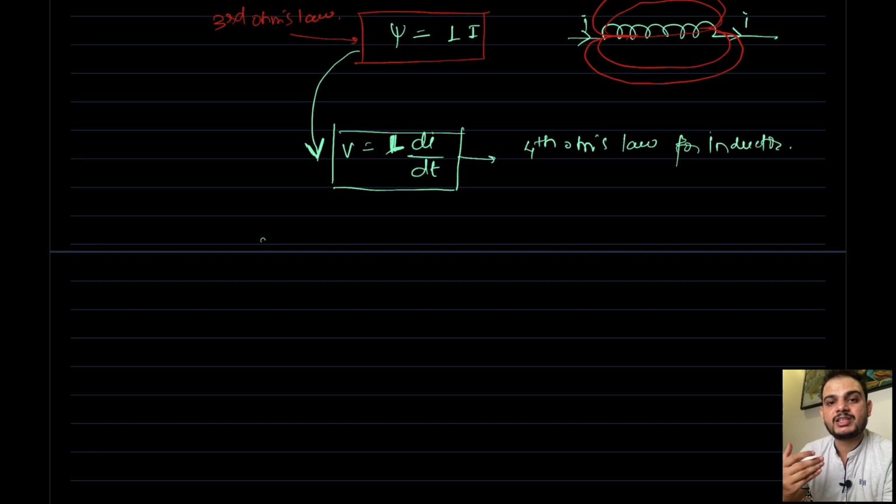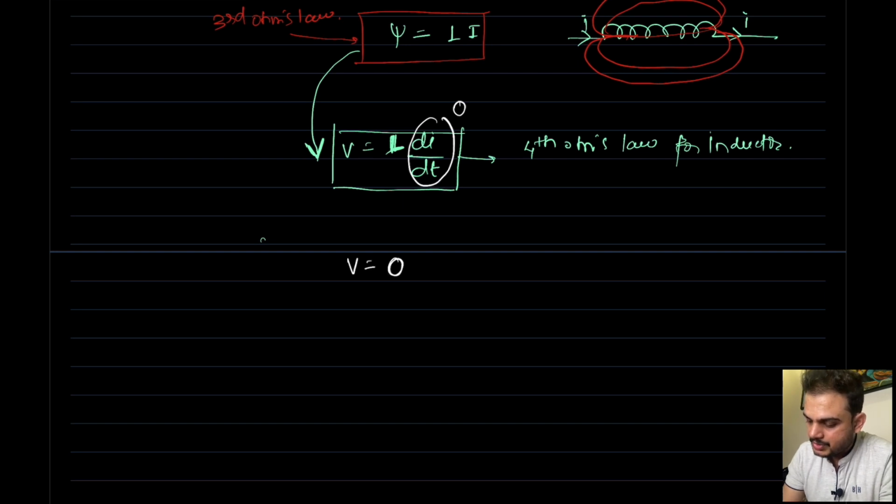Current is changing with respect to time, that is nothing but sinusoidal in nature. This is the fourth Ohm's law for the inductor. Now what will happen if I give DC supply to the inductor? Then di by dt will become 0, because there is no change in current with respect to time, since we are giving DC supply. As di by dt becomes 0, the voltage across the inductor becomes 0 volts.